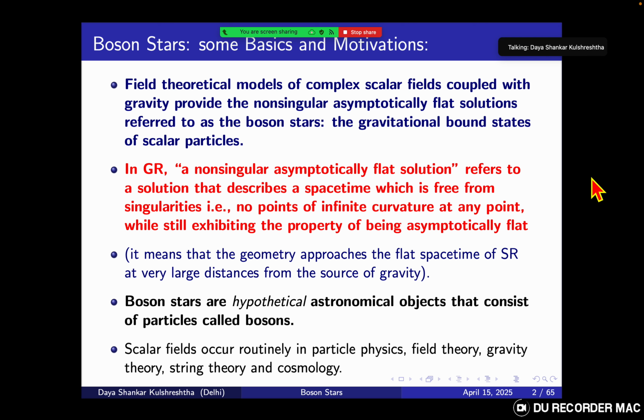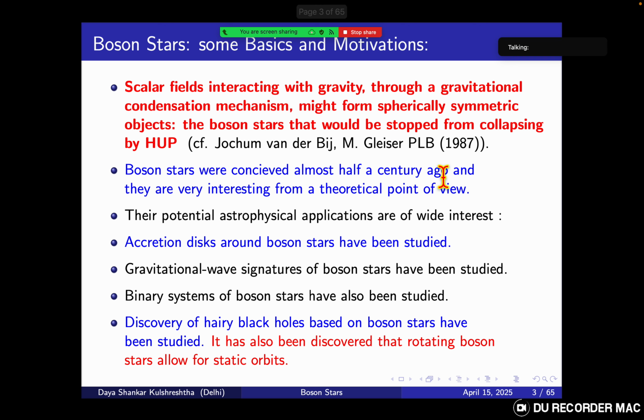Boson stars are hypothetical astronomical objects that consist of particles called bosons. Scalar fields occur routinely in particle physics, field theory, gravity theory, string theory, and cosmology. And scalar fields interacting with gravity through a gravitational condensation mechanism might form spherically symmetric objects, the boson stars, that would be stopped from collapsing by the Heisenberg uncertainty principle. The boson stars were conceived almost half a century ago and they are very interesting from a theoretical point of view. Their potential astrophysical applications are of wide interest.